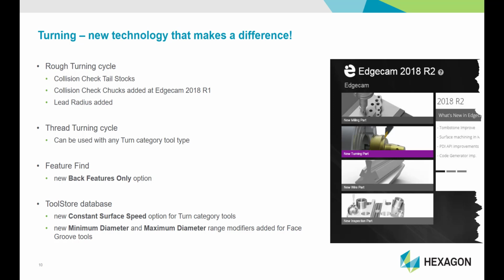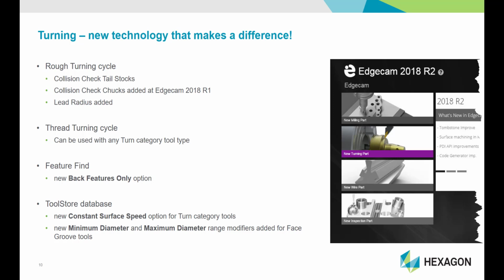Dan's going to explain how those work. Real useful stuff. The software also has a lead radius added to this cycle, and this allows the tool to now roll into rough turn cuts. This is useful in certain materials, certain machining applications, and also in prime turning.